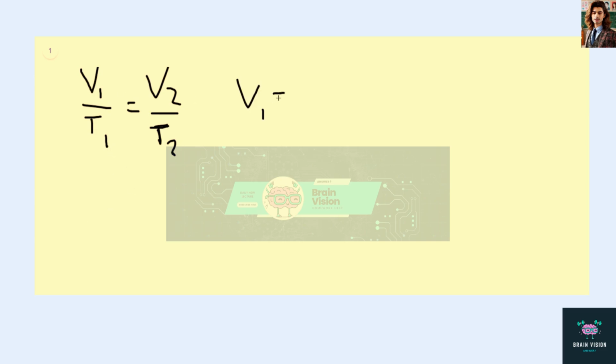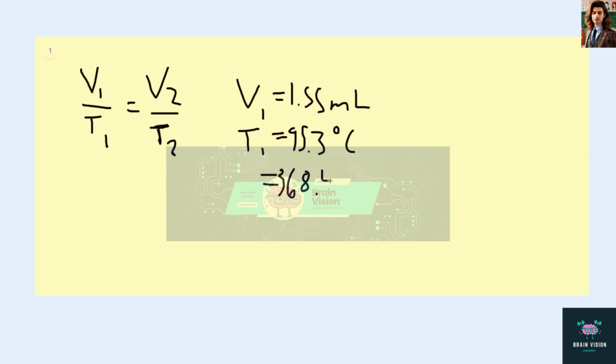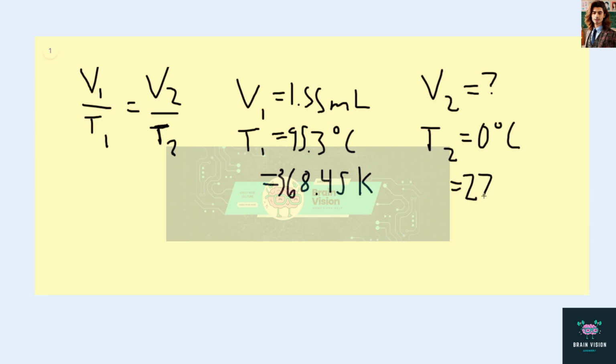So our V1 in this case is 1.55 milliliters, and our T1 is 95.3 degrees Celsius. And I'm going to convert this to Kelvin by just adding 273.15, which is the conversion, and then we get 368.45 Kelvin. Now V2 is what we're looking for, and T2 is 0 degrees Celsius, which again we add 273.15 to convert it to Kelvin.